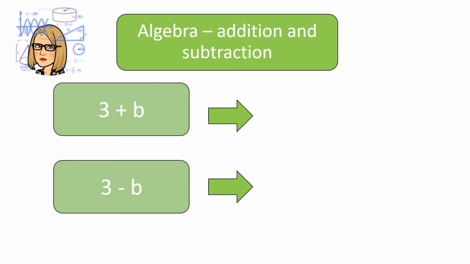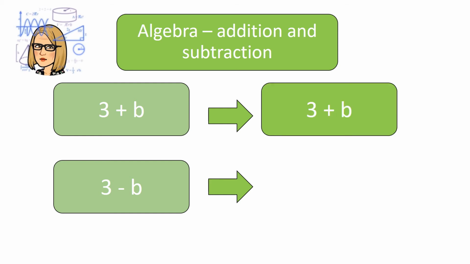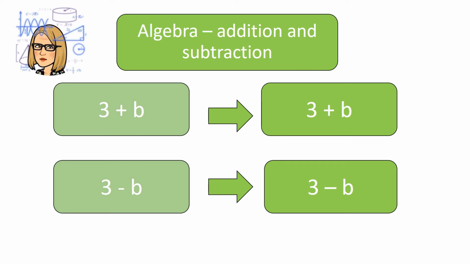There's no particular rules to remember with addition and subtraction in algebra. 3 plus b looks like this, 3 subtract b looks like that. But what you do have to remember is the addition sign and the subtraction sign belong to the letter or the number that comes after them. So in this first example, 3 is positive, but the b is also positive because it's got the addition sign, or the positive sign, in front of it. In the bottom example, the b is negative because it's got the minus sign, the negative sign in front of it. I'm going to come back to that a little bit more in the video about collecting like terms, but it's worth bearing it in mind.